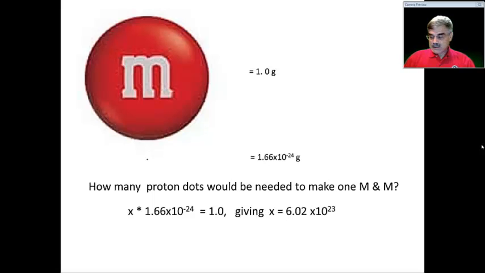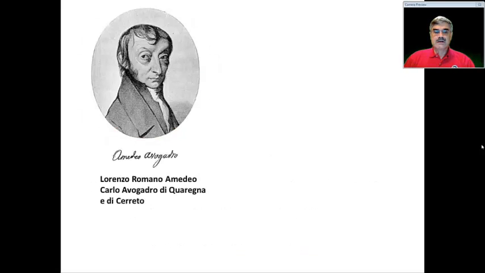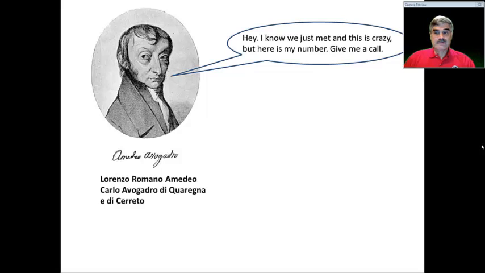Now this is an important number to chemists. It is something we call Avogadro's number. Avogadro must be a person behind this name, or this number. Avogadro was an Italian scientist and lawyer. His full name was Lorenzo Romano Amadeo Carlo Avogadro di Corregna e di Cerreto. And he came up with the concept of this number.